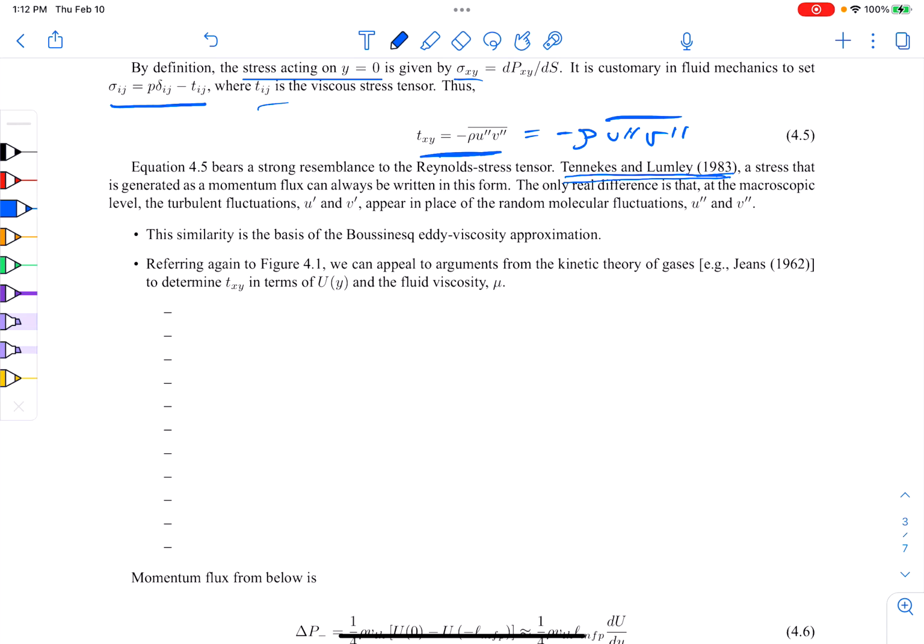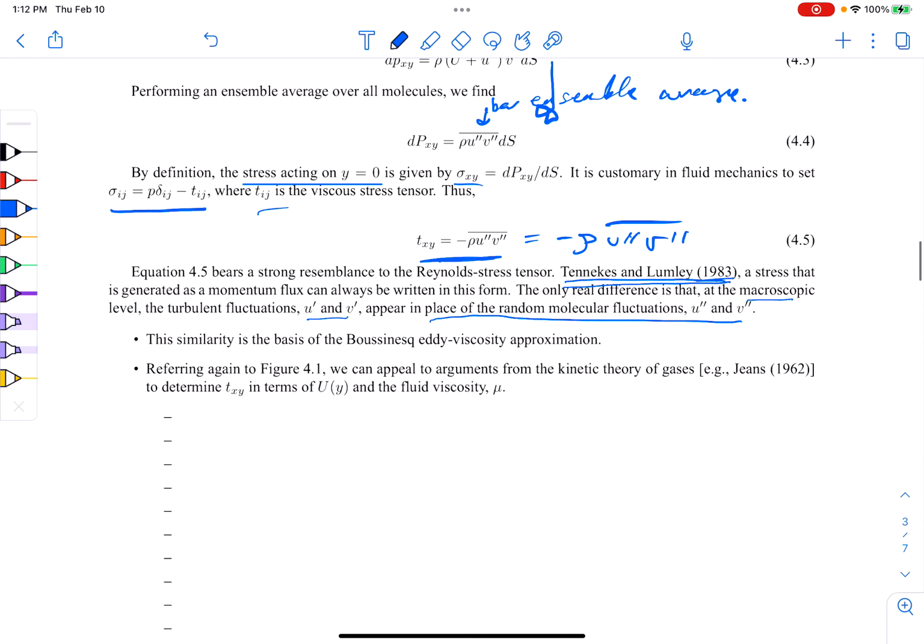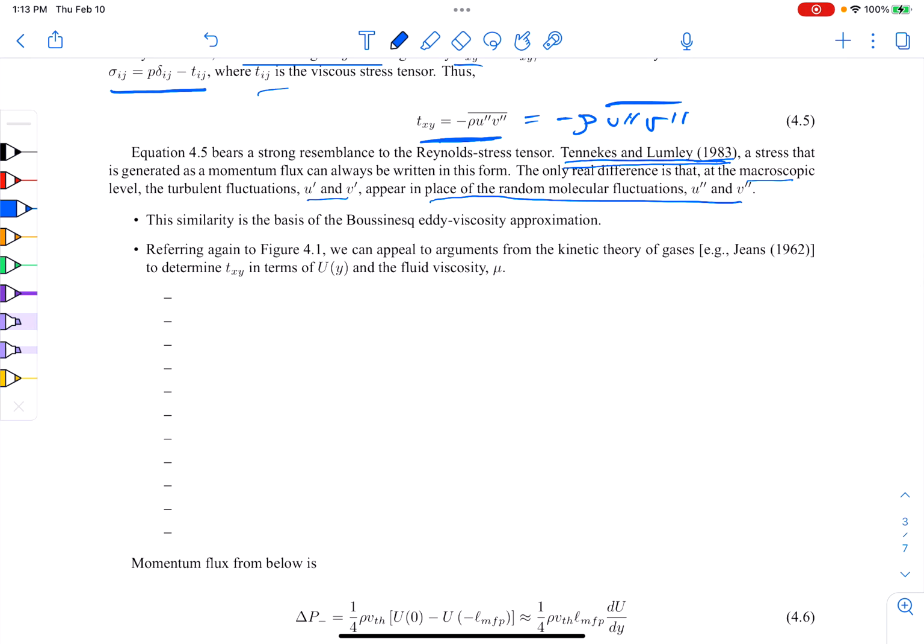But anyway, they noted and talked about this stuff, and they said, when I re-looked at the book before talking about this, that a stress that is generated as a momentum flux can always be written in this form. And they argued that the only real difference is that at the macroscopic level, the turbulent fluctuations u prime and v prime appear in place of the random molecular fluctuations. So this is sort of an analogy between the Reynolds stress and the molecular stress. Keeping this in mind, this is really the basis of the eddy viscosity approximation, that somehow we would need to derive a viscosity for a turbulence model that's algebraic from these molecular terms.